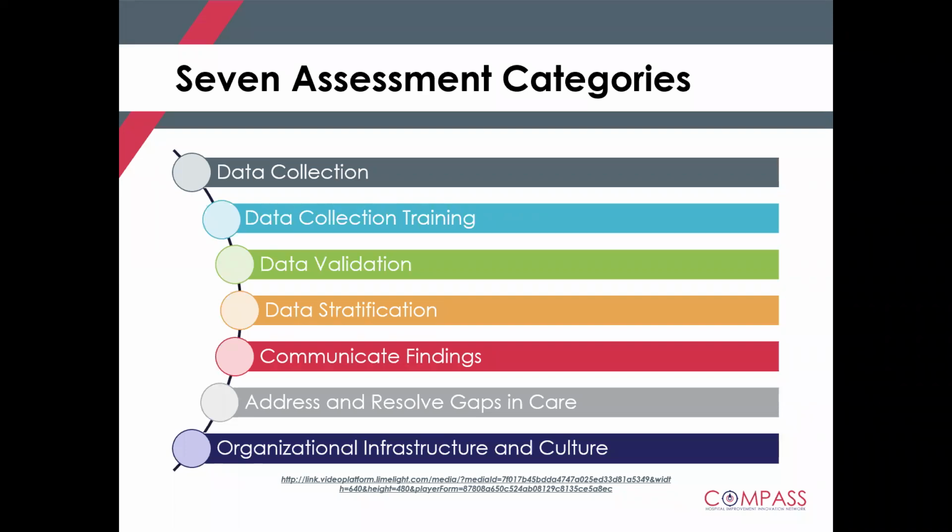The fifth section is communicate findings. We want the hospital to use a reporting mechanism, for example, an equity dashboard to communicate outcomes for various patient populations. The sixth category is addressing and resolving gaps in care. So as you can imagine, once you have all that information, you're able to implement interventions to resolve differences in patient outcomes. And then the last one is organizational infrastructure and culture. And that's looking for the hospital to have an organizational culture and infrastructure to support the delivery of care that is equitable for all patient populations.